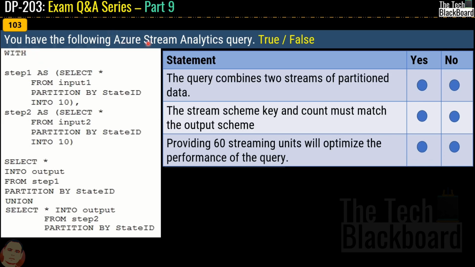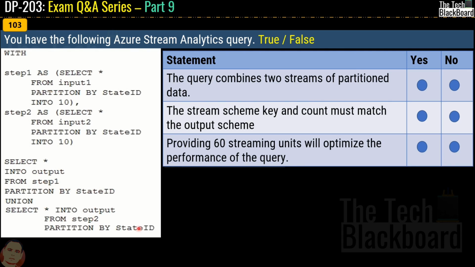This says that you have the following Azure Stream Analytics query and you have to give some true or false answers based on it. Here you can see we have a query which starts with the WITH clause, and we have step 1 where we have selected input 1 and partitioned it by state ID into 10. And then we have step 2 where we have selected input 2 and partitioned it by state ID into 10. After this, we are selecting into output from step 1, which is this first WITH clause, and then we are partitioning it by state ID and creating a union with step 2.